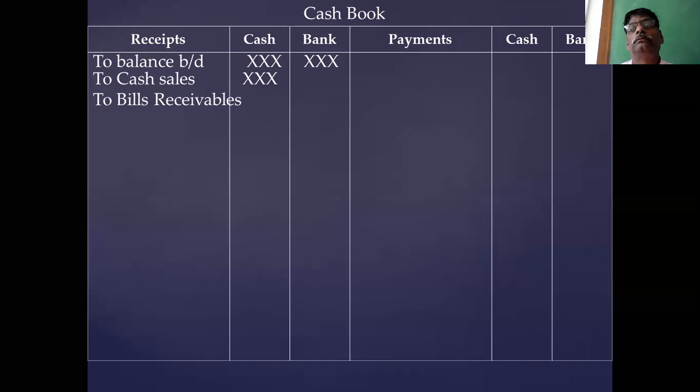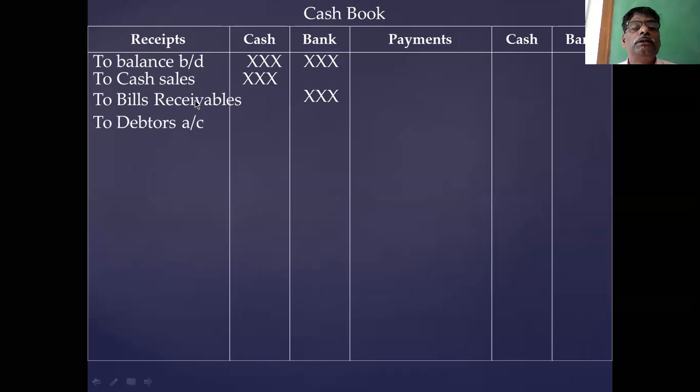bills receivable. If bills receivable matures and cash is received on bills receivable, you record it on the receipt side. It may be recorded in the bank column or in the cash column. I have taken some items in the bank column and some items in the cash column. If cash is received, you record in the cash column. If a check is received, you record in the bank column. Remember this point.